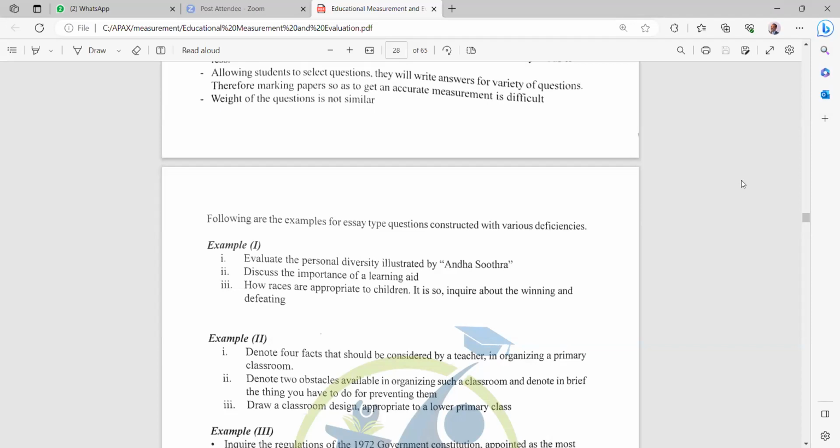Following are the examples for essay type questions constructed with various deficiencies. There are deficiencies, problems. Evaluate the personal diversity illustrated by Andersu. Discuss the importance of a learning aid. How races are appropriate for children. It is so inquire about the winning and defeat. So you can see different issues are there.